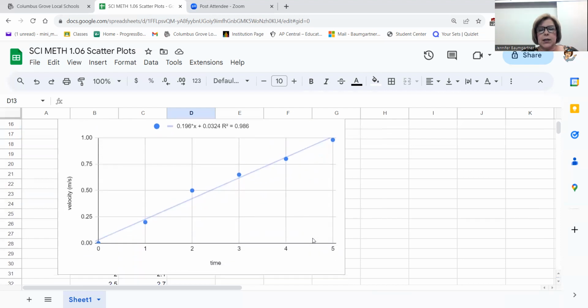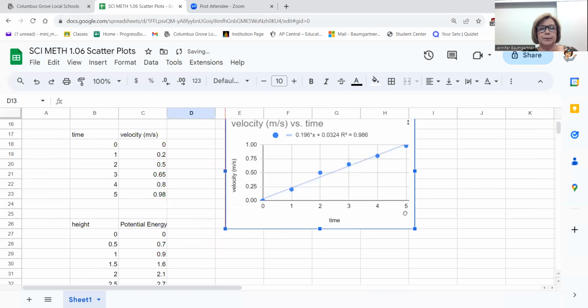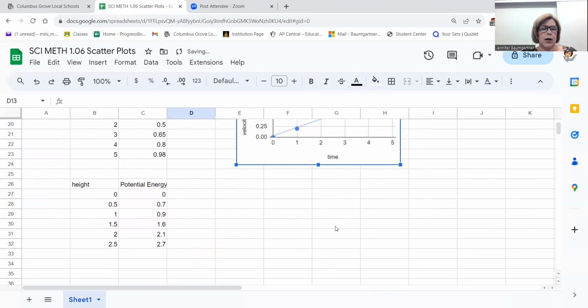All right, I'm going to size this down. I'm going to have you guys do a practice problem. So I'd like you to create a scatter plot for this data that I have here. I did height versus potential energy. Height is going to be my x-axis. Potential energy is going to be my y-axis. I'd like you to create a scatter plot with the trend line and the correlation coefficient. So go ahead, pause the video, and when you come back, we'll look at the solution.